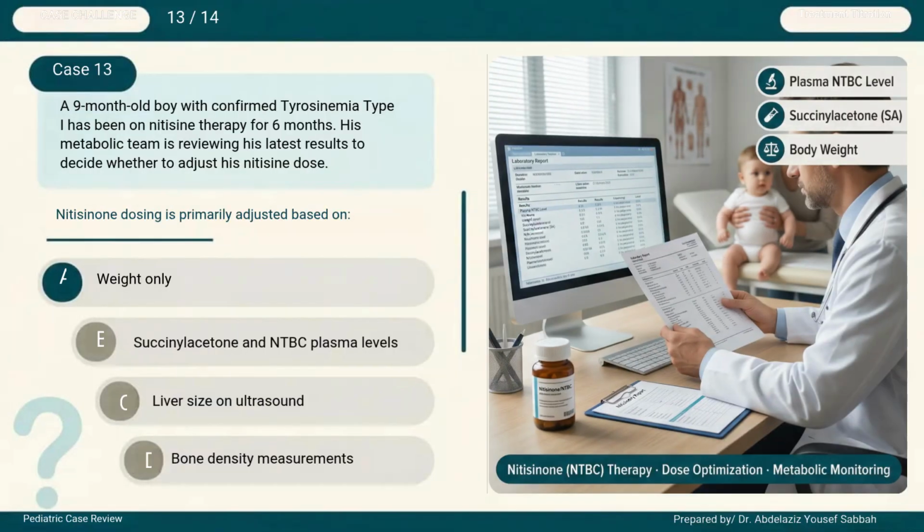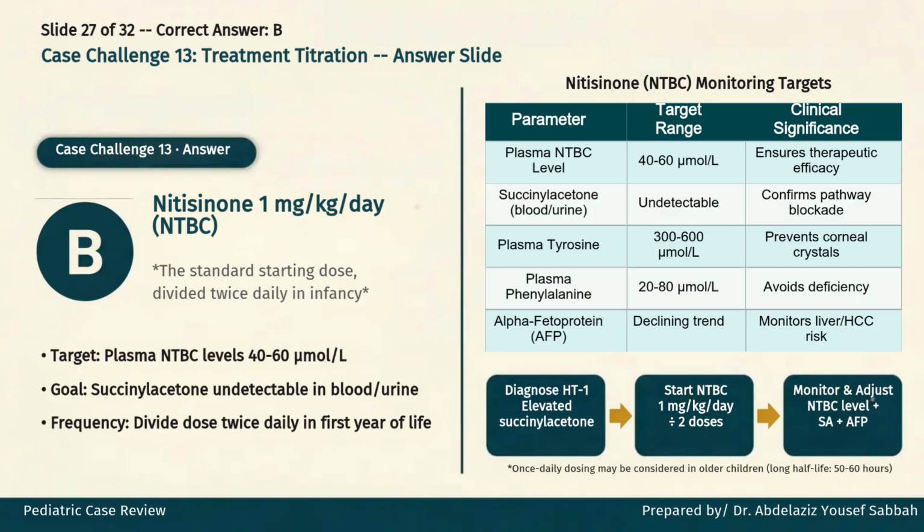Case Challenge 13. A 9-month-old boy with confirmed Tyrosinemia type 1 has been on nitisinone therapy for 6 months. His metabolic team is reviewing his latest results to decide whether to adjust his nitisinone dose. Nitisinone dosing is primarily adjusted based on Option A, weight only. Option B, succinylacetone and nitisinone plasma levels. Option C, liver size on ultrasound. Option D, bone density measurements. The correct answer is Option B, succinylacetone and nitisinone plasma levels.